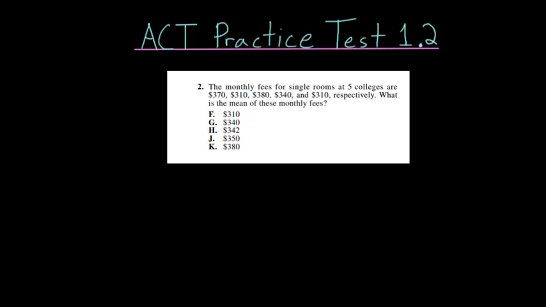The second problem of this first ACT practice test focuses on averages and means. So the monthly fees for single rooms at 5 colleges are $370, $310, $380, $340, and $310 respectively. What is the mean of those monthly fees?